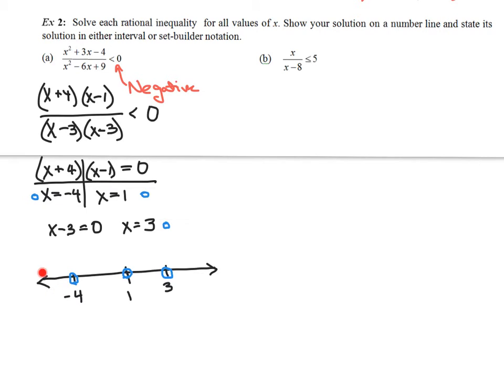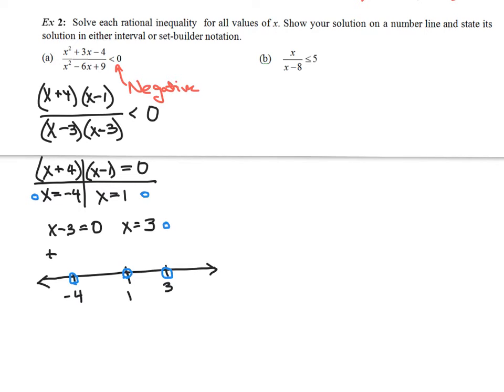I'm going to pick a number smaller than -4. How about -5? Let's put -5 in for x, and again, I don't care what the answer is, I just care whether the answer is positive or negative. -5 plus 4, that's negative. -5 minus 1, that's negative. Negative times negative gives me a positive numerator in that interval.